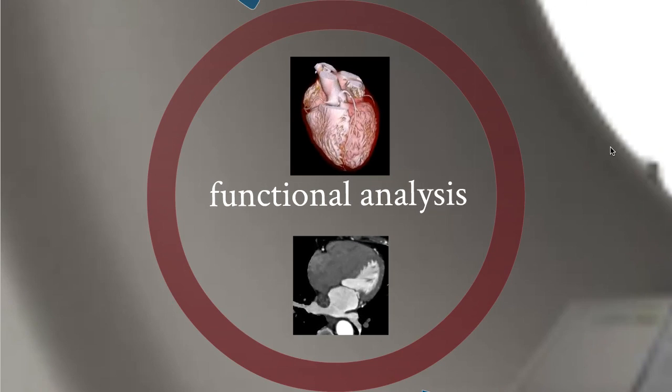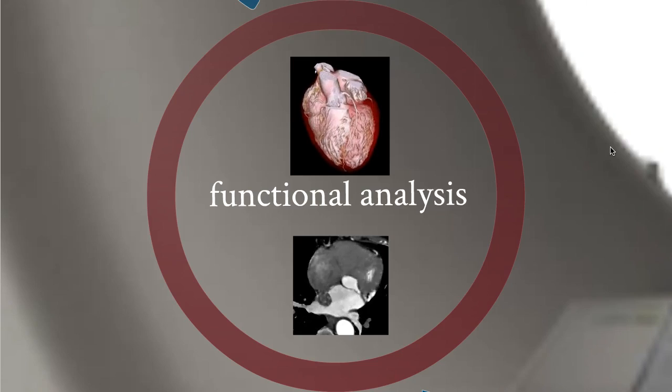Here we have a mass that's attached to the interatrial septum. So this is classic for a left atrial myxoma, and we'll see this one a little bit later. But notice the function of the valve leaflets and the myocardium. If we're looking for valve leaflet function, we can be a little bit limited in CT compared to echo or MRI. But we do have the full volume of the heart, so we're able to quantify quite accurately.